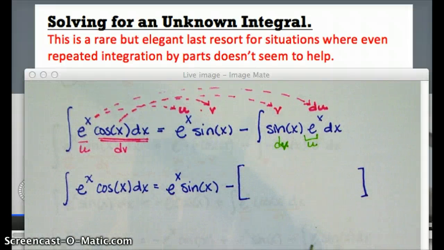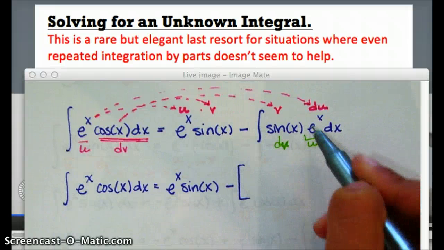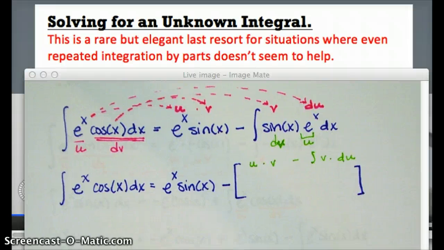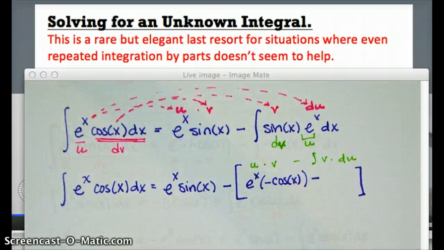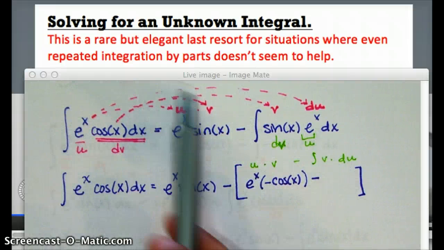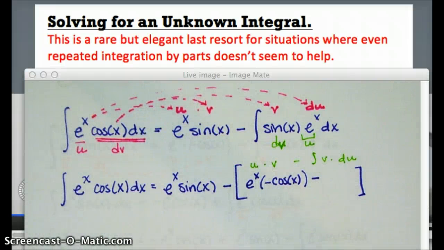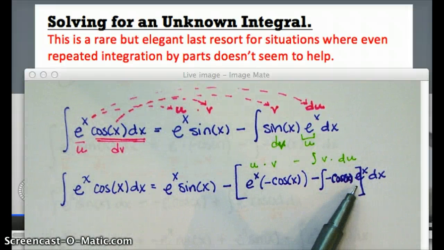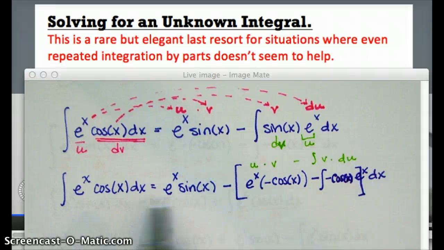Once I've got u and dv for this new integration by parts, I'm now going to complete the actual formula. u times v is e to the x times negative cosine of x. I'm using new u's and v's. Don't get confused with your old ones. And then we subtract the integral of v du. And I ran out of space. Sorry about the messiness. Okay, I want to clean this up a little bit.